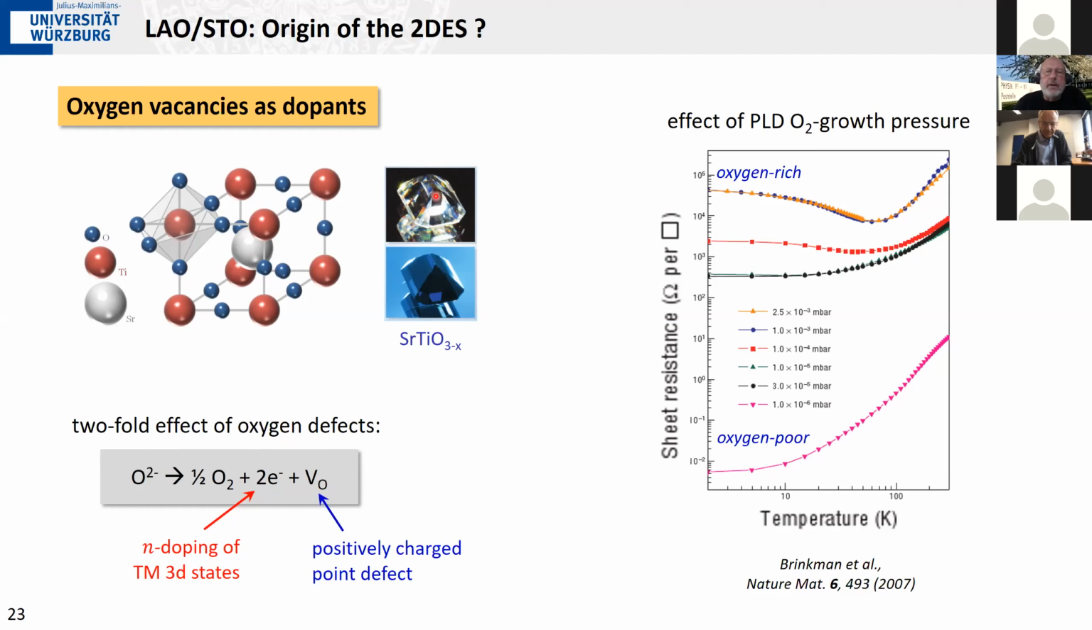For example, a stoichiometric STO crystal would be transparent. It has a full gap, but as soon as you take oxygens out, you dope the system with extra carriers. It becomes metallic, and it's no longer transparent, but turns black. And that there is some effect of the oxygen stoichiometry has also been known from transport experiments on LAO-STO.